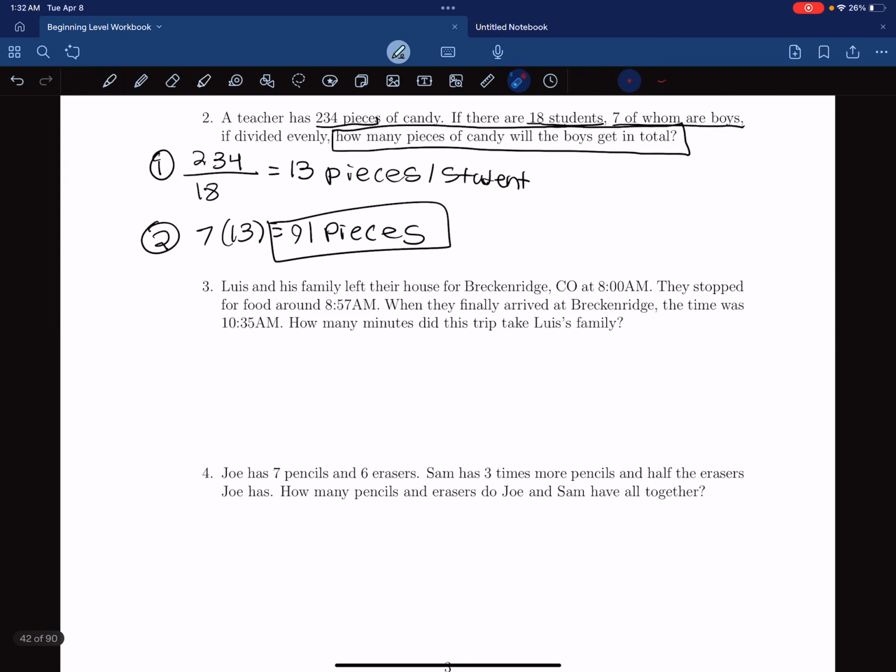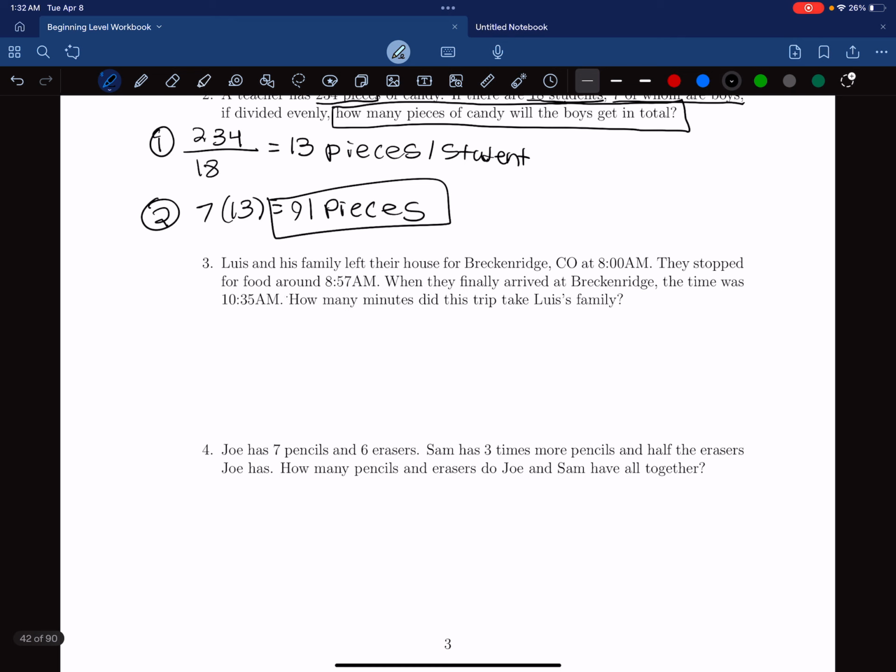Looking at problem 3, it says Luis and his family left their house for Breckenridge, Colorado at 8 a.m. They stopped for food around 8:57 a.m. And when they finally arrived at Breckenridge, the time was 10:35 a.m. How many minutes did this trip take Luis's family? So let's first, as always, box the question. We want to know how many minutes did this trip take his family. Not how many hours, we specifically want to know how many minutes.